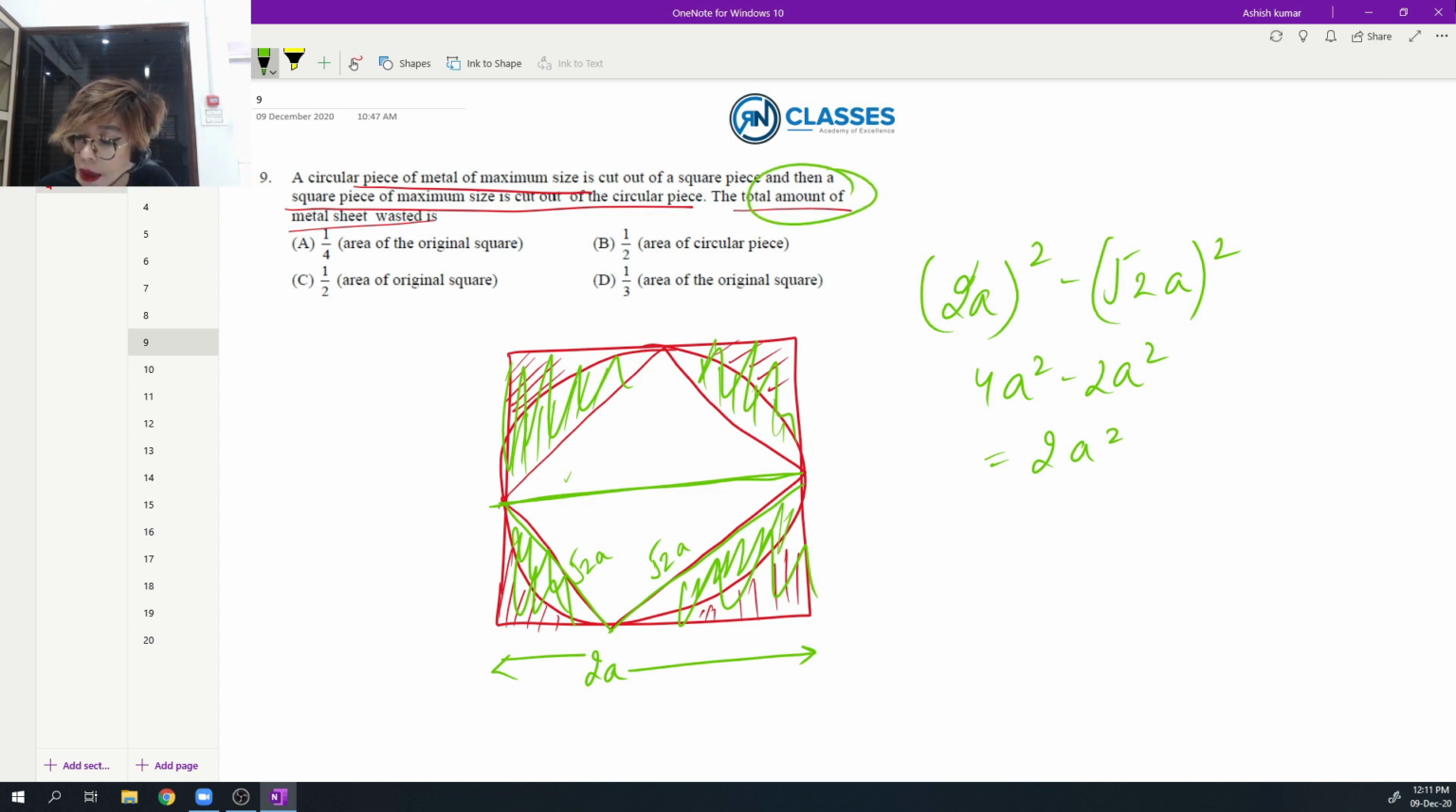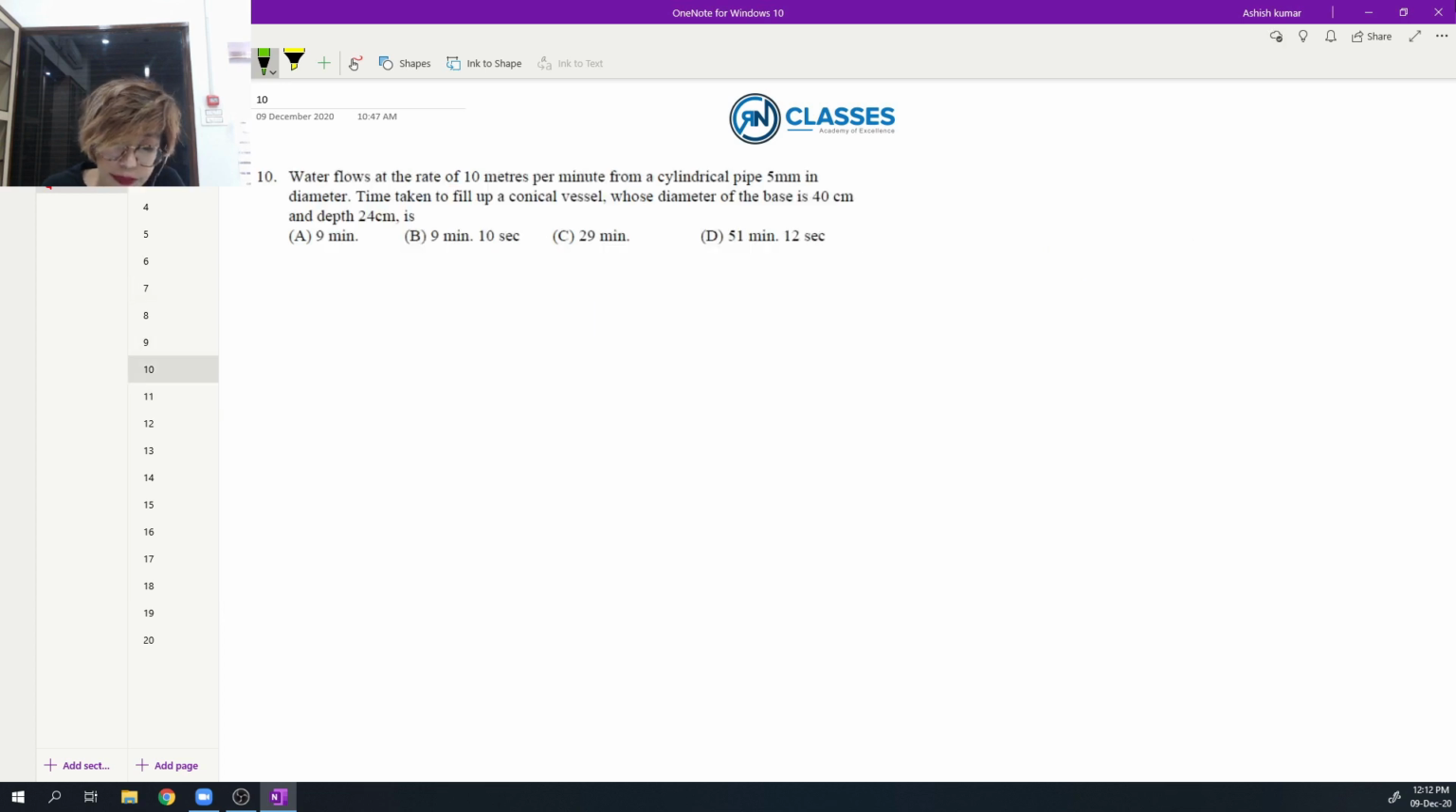Now I have to tell, initially the area of the bigger square was 4a square. Amount wasted is 2a square. That means I wasted half of the area of the original square, as in option C. Done? Alright, so the next one.